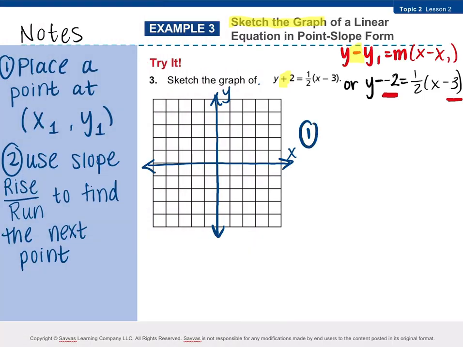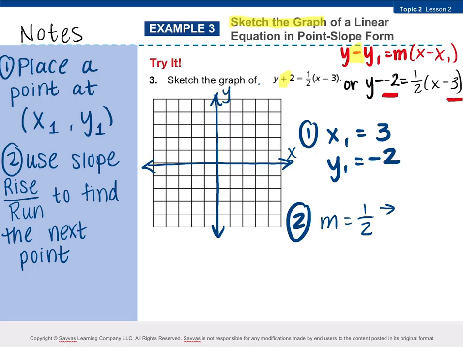My x1 is 3, and my y1 would be -2, because I'm doing y minus my y1. And then my slope is in the m spot. I have 1/2. So that means 1 is my rise. Since it's positive, I'm going to go up 1. And 2 is my run. And since it's positive, I'm going to go forward 2.